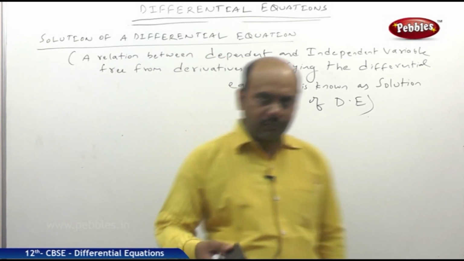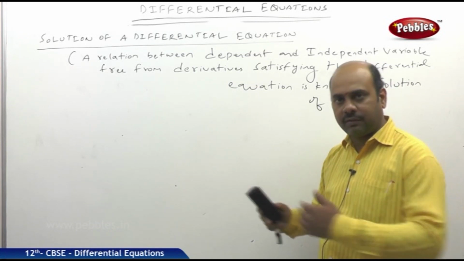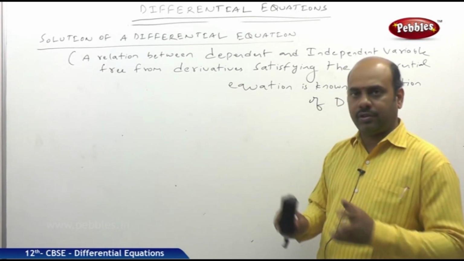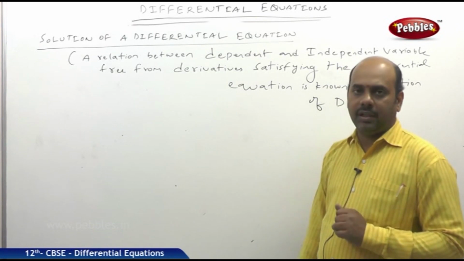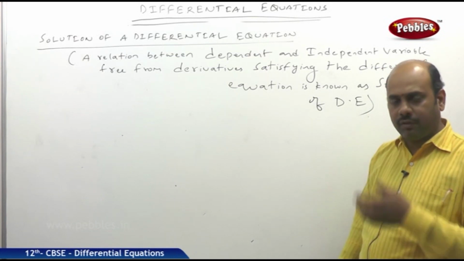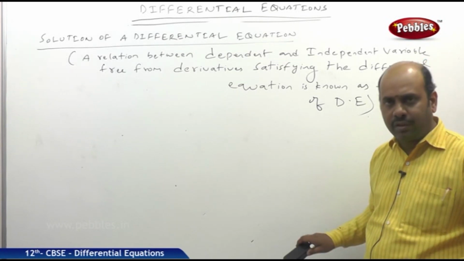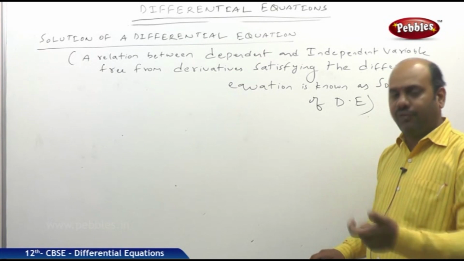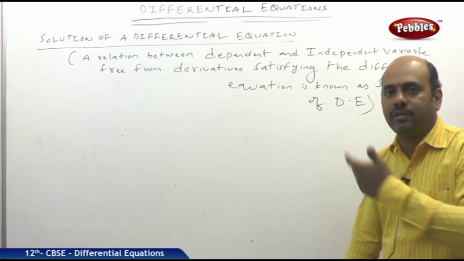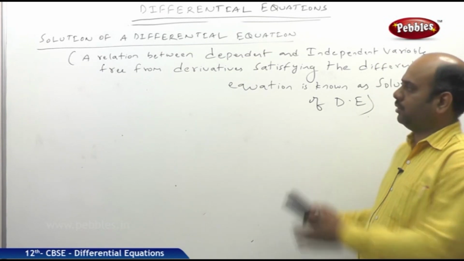Solution means what? If we take a relation which, when substituted in our equation, gets satisfied, that means whenever left hand side becomes equal to right hand side, then we can call that relation a solution of the equation. Coming here, what do we mean by the solution of a differential equation? You take any relation where dependent and independent variables are involved, and in that relation there should be no derivatives or differentials. If you substitute that relation in the given differential equation, it should give rise to an identity, meaning left hand side should be equal to right hand side. So we shall see the definition.